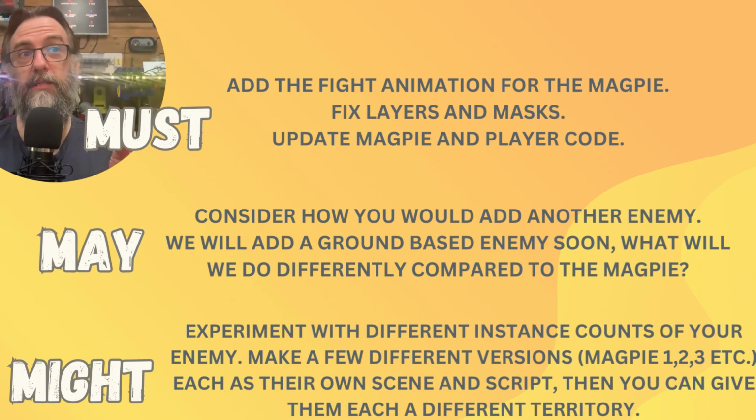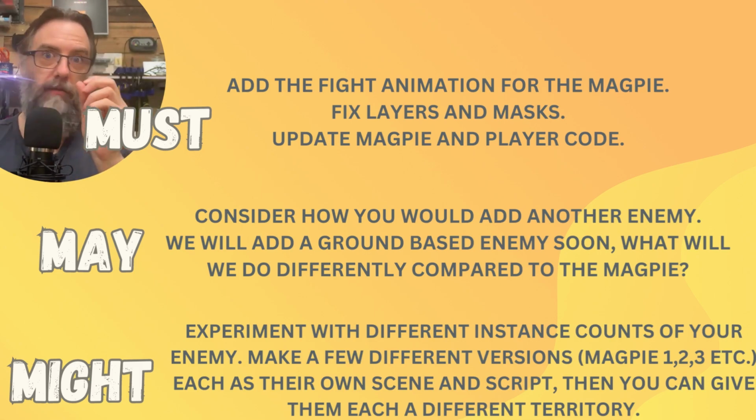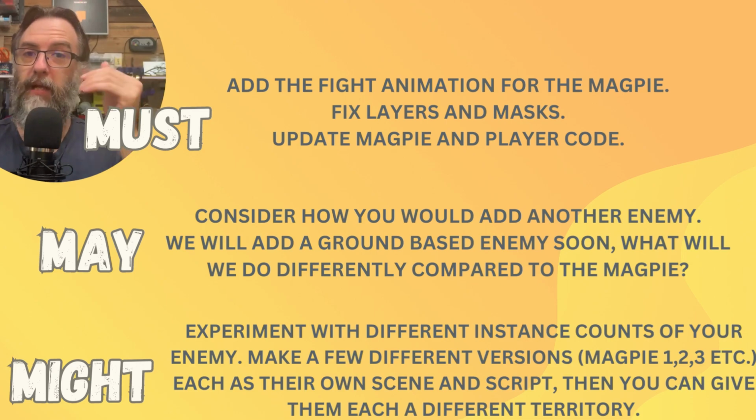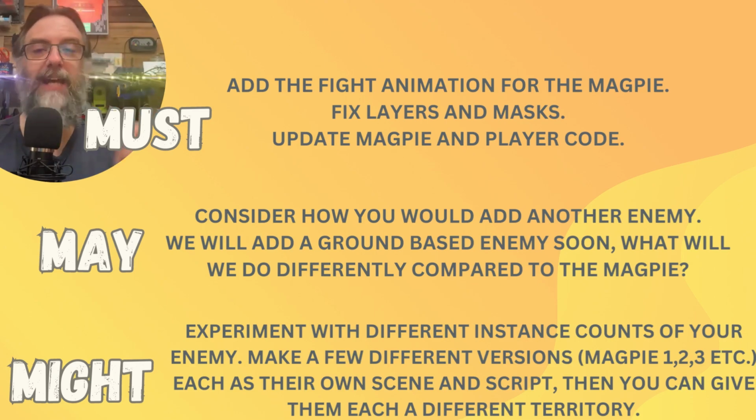And what you might like to do, well, you might want to experiment with different instances of the magpie. You can make a few different versions, or you can make a few different actual enemies. So it could just be Magpie 1, 2, 3, but each would be their own script and scene. And then you can change the defined territory that each of them has. You could have like 4 or 5 magpies that each have their own distinct territory. That's something you might like to consider, because that'll really deepen your knowledge of how those mechanics are working.